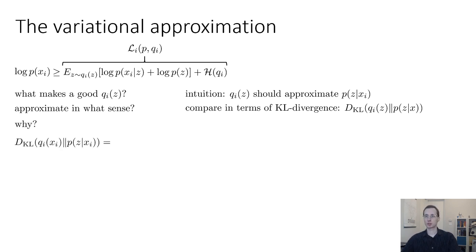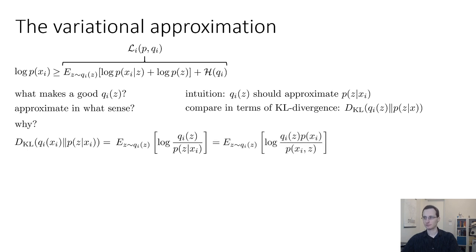First, let's use the definition of KL divergence from the previous slide. So the KL divergence between Qi of z and p of z given xi is just the expected value under Qi of z of the logarithm of Qi of z divided by p of z given xi. Now, by definition of conditional probability, p of z given xi is p of xi comma z divided by p of xi. So if we substitute that in, then our KL divergence is the expected value under Qi of z of the logarithm of Qi of z times p of xi divided by p of xi comma z.